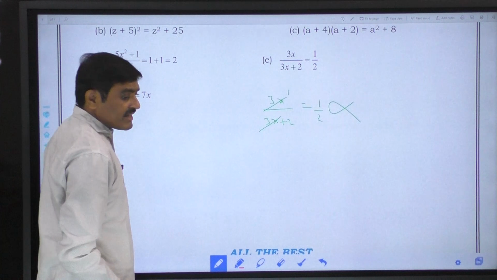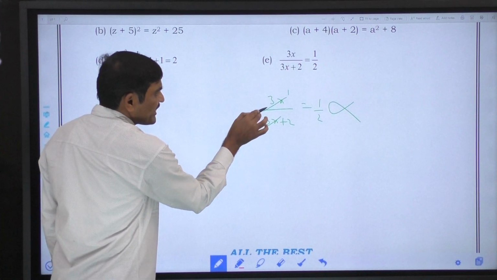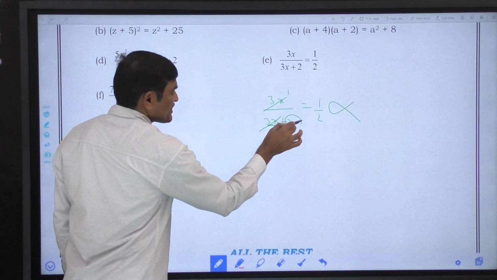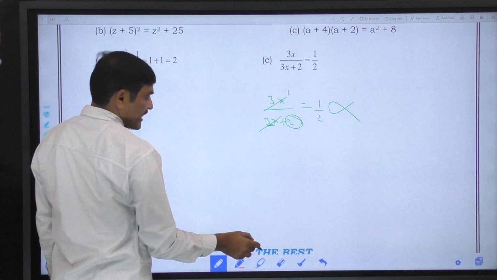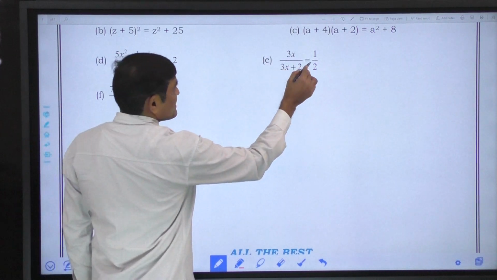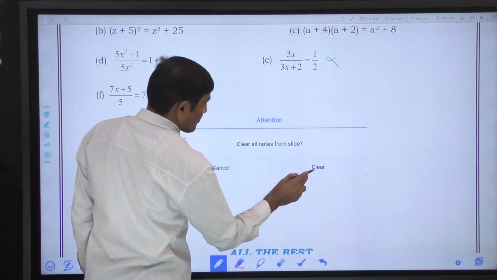In which case can you cancel? When there is a common factor for both the numerator and denominator, you can cancel. But 3x is present in the first term but not present in the second one. So we cannot cancel here. So this is the wrong statement.